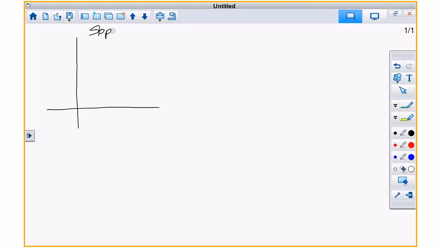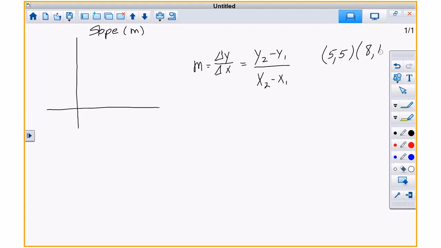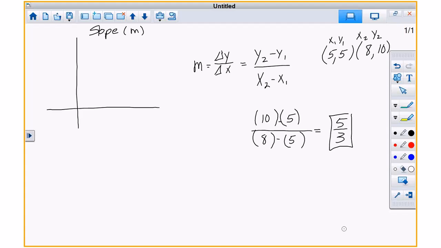Slope, back a long time ago, was called what? M. And to calculate M, delta Y over delta X, which means the change in Y over the change in X. Y of 2 minus Y of 1 over X of 2 minus X of 1. So if you're given 2 points, (5, 5) and (8, 10), then you read from left to right, X of 1, Y of 1, X of 2, Y of 2, and you plug in what? Plug and chug. Y sub 2 is 10 minus 5 over 8 minus 5. So my slope is equal to what? 5/3. Comprende?